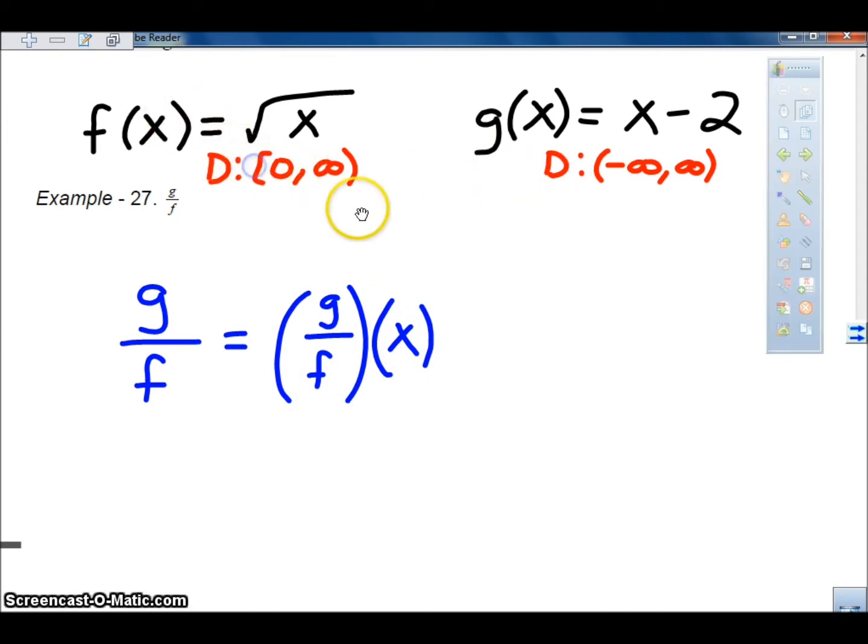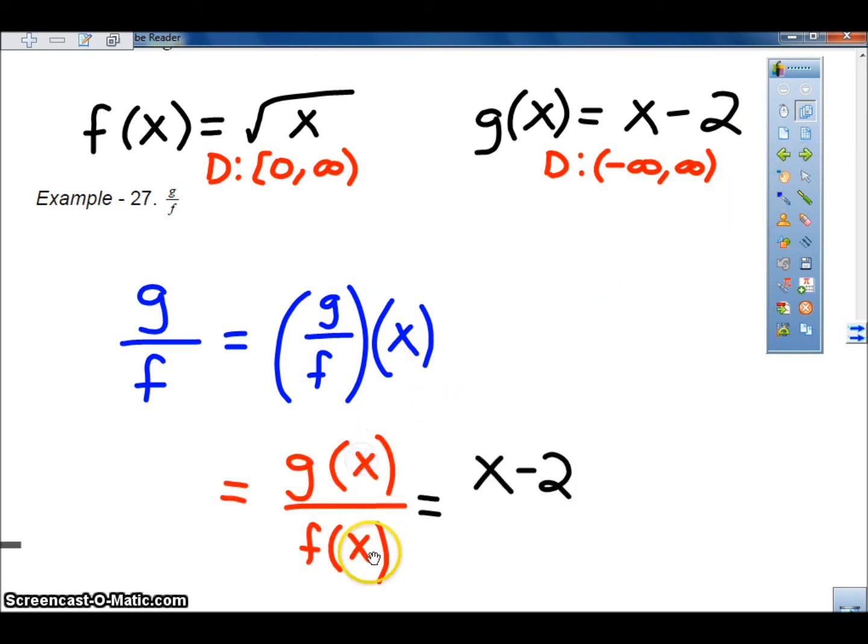The domain of f is 0 to infinity again, and the domain of g is negative infinity to infinity. All right, so g over f of x, by definition, is equal to g of x over f of x. So what we're going to do is replace g of x with x minus 2, because that's what g of x is equal to. And we're going to replace f of x with the square root of x. And so it'll look like this.